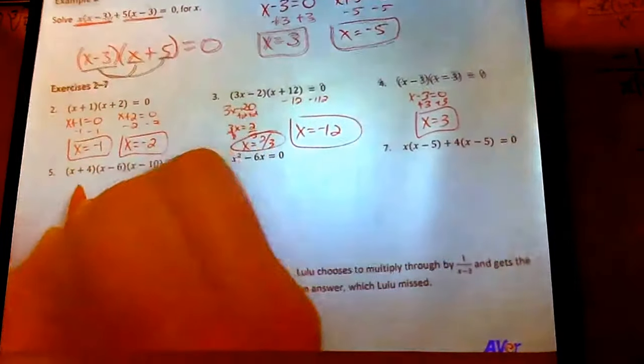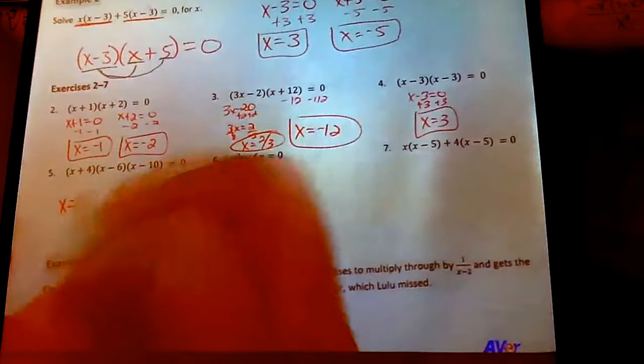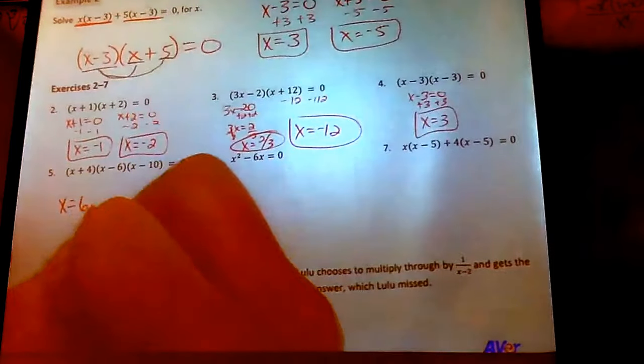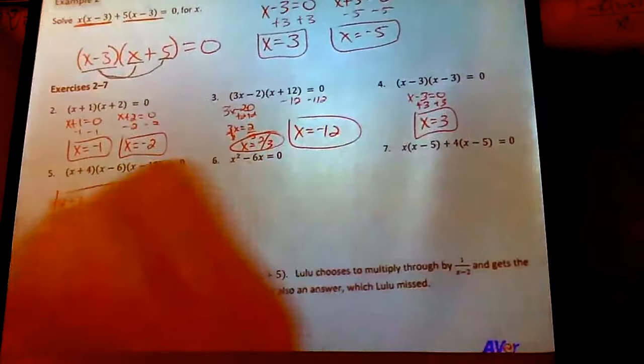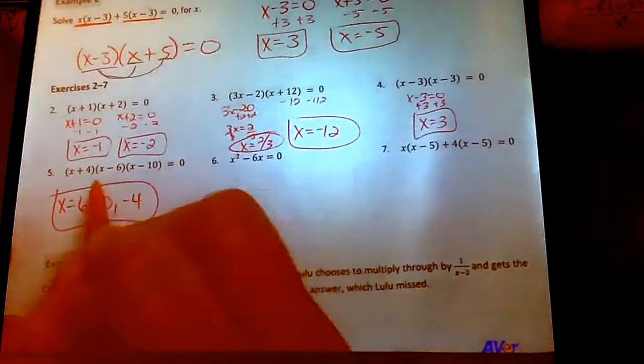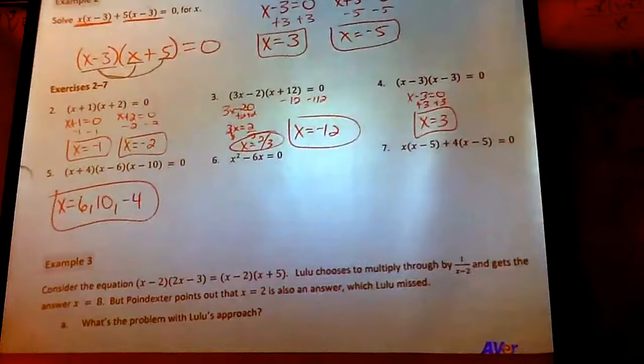This one, what are the 3 answers? X equals 6, x equals negative 4, and x equals 10. 10 and negative 4 are the 3 answers. Just set them all equal to 0. Okay, 6 and 7 you have to factor.